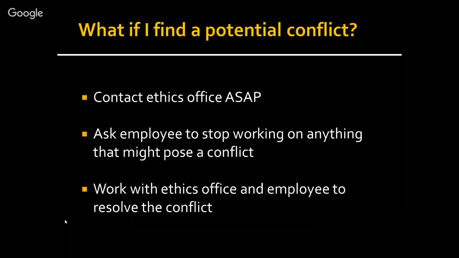So what do we do if we find a potential conflict of interest? The first two we need to do immediately, which is contact the ethics office and ask the employee to stop working on anything that might pose a conflict. So if you see an entry and you say, oh, this employee has been assigned to something that may affect that entity, ask them to stop until they can receive advice and let the ethics office know.